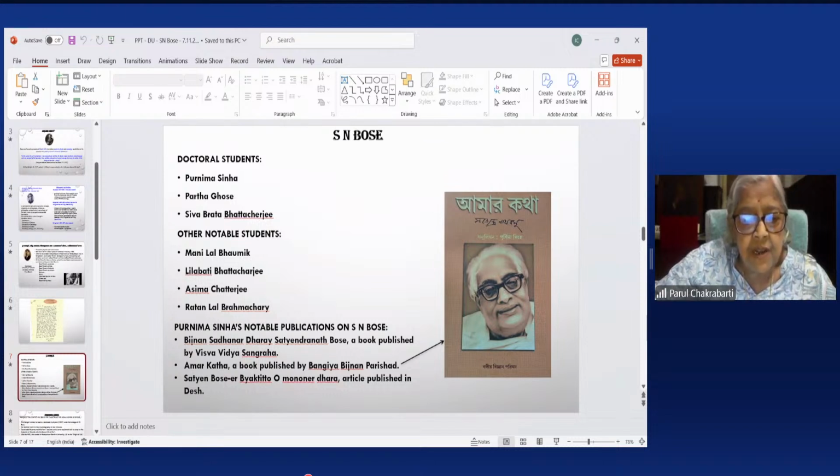Bigyan Sadhanar Darai Satyendranath Bose, a book published by Vishwa Bharati, Vishwavidya Sangraha. Amar Kotha, this is a famous book on Satyendranath Bose in Bengali, published by Bangiya Bigyan Parishad. Satyen Bose's Byaktitva or Mononer Dhara, this is also in Bengali, published in Desh.